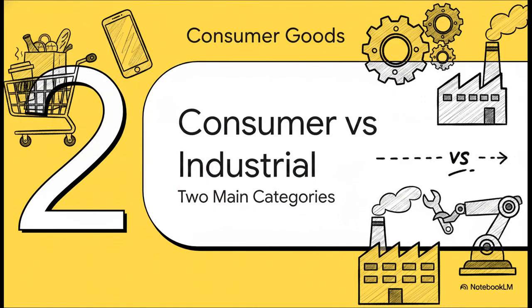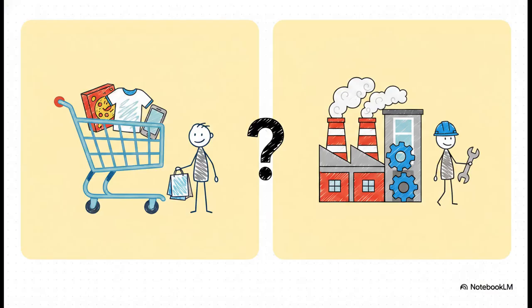Section 2. Consumer versus industrial goods. The two main categories. The core difference here is absolutely fundamental. Consumer goods are your B2C items. These are bought by end users, like you and me, for personal consumption. Industrial goods, on the other hand, are B2B. These are bought by businesses for further processing or operational use. It's a super beginner-friendly concept. To tell them apart, just ask yourself one single question. Who is consuming the final product and for what exact purpose?